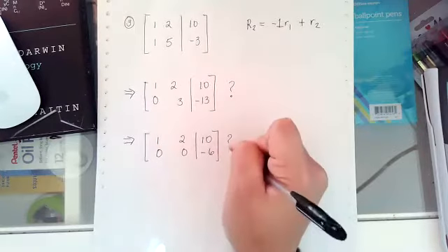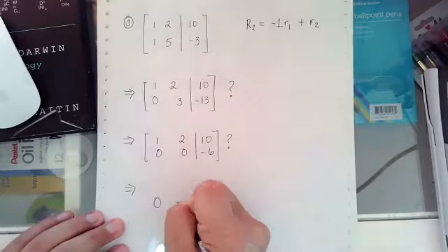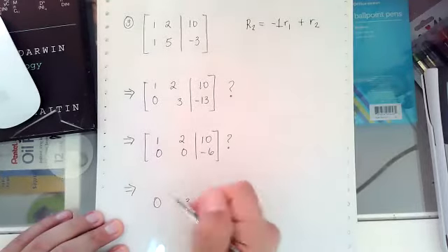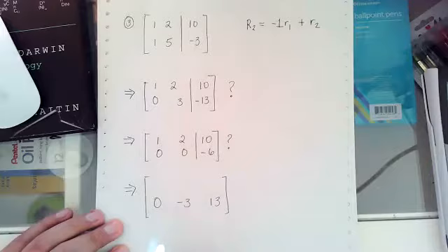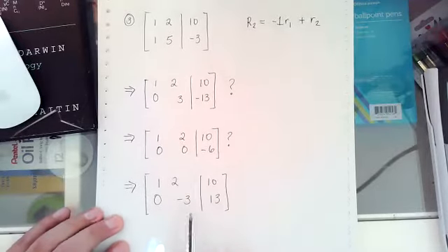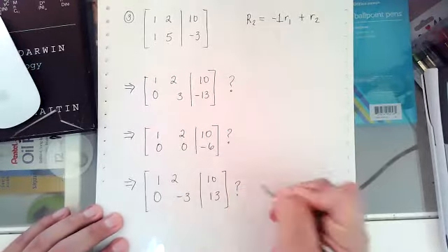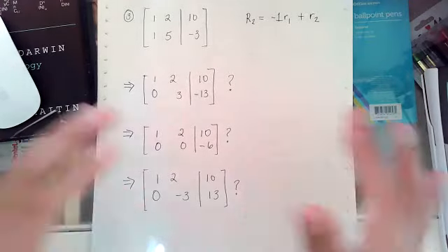Anybody get something different? I got 0, negative 3, and then 13. That's pretty close to this first one, right? And everybody, I assume, is leaving row 1 alone. Okay. I think we're on the right track here. Let's go ahead and jump in.